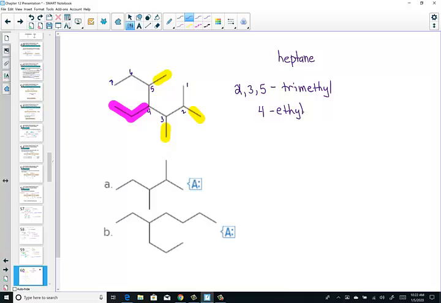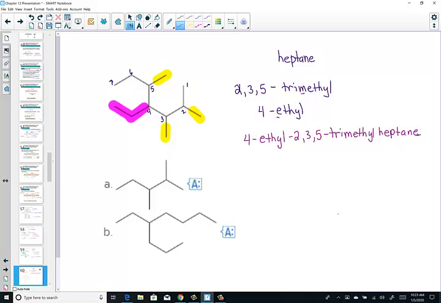Let's alphabetize the substituents and put it all together for a final answer. Ethyl comes first in the alphabet from methyl. Disregard the prefix tri. So 4-ethyl-2,3,5-trimethylheptane. You did it. That was a good one.